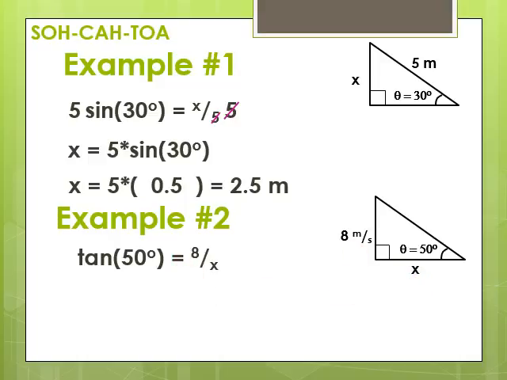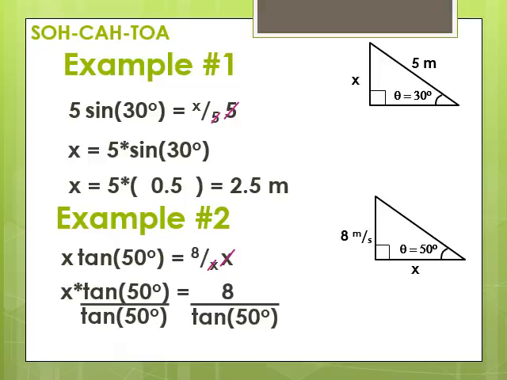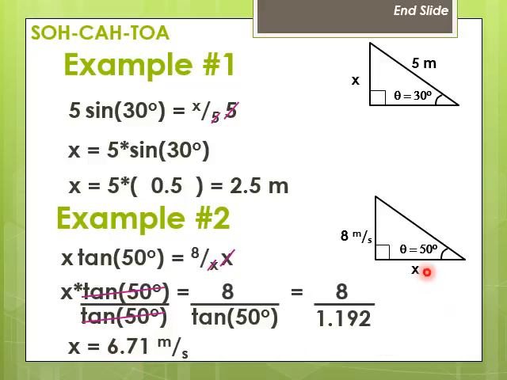That's 8 over x. So we need to multiply both sides by x in order to get the x out of the denominator. So x times tangent of 50 is going to be equal to 8. We're going to divide both sides by tangent of 50 to get x by itself. You punch tangent of 50 into your calculator, it gives you this number right here, 1.192. So 8 divided by 1.192 is 6.71 meters per second. So the adjacent is going to be 6.71 meters per second, and we know it's meters per second because that's consistent with the other side.